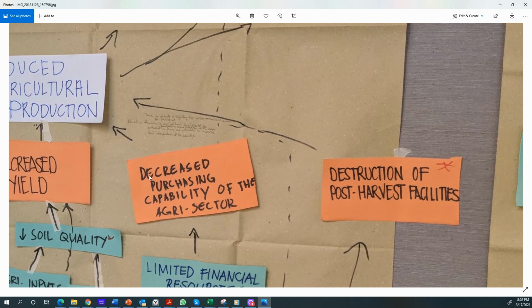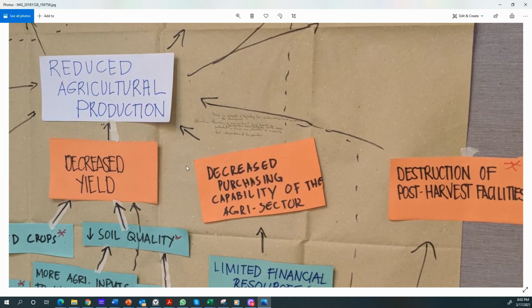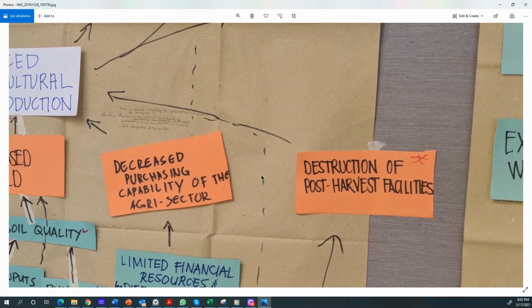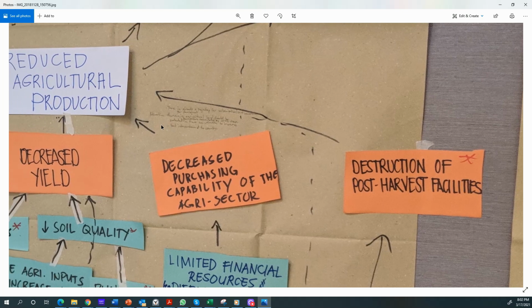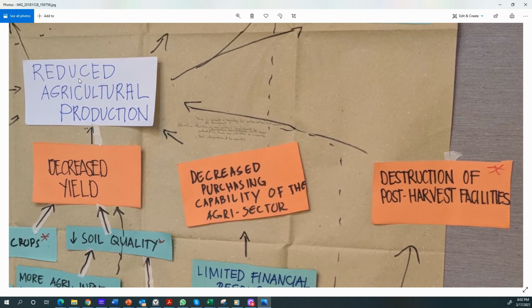Over here we have decreased purchasing capability of the agri sector. So that seems to refer to demand for agricultural products. And if you have reduced demand, then you probably do have reduced agricultural production. And then we also have destruction of post-harvest facilities. So this would be things like storage and processing facilities. And so the problem is that these are being destroyed, or they're in disrepair, or they're deteriorating for some reason. And that's leading to reduced agricultural production. And that makes sense because you would probably have more spoilage and so forth.